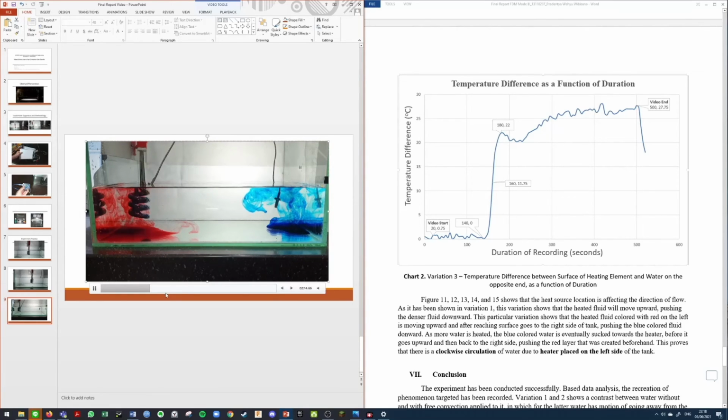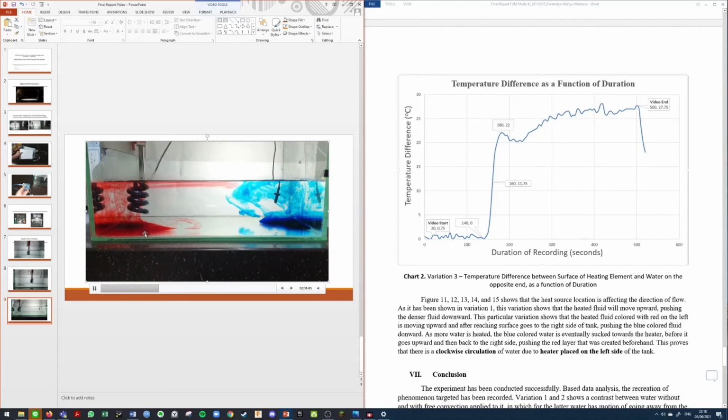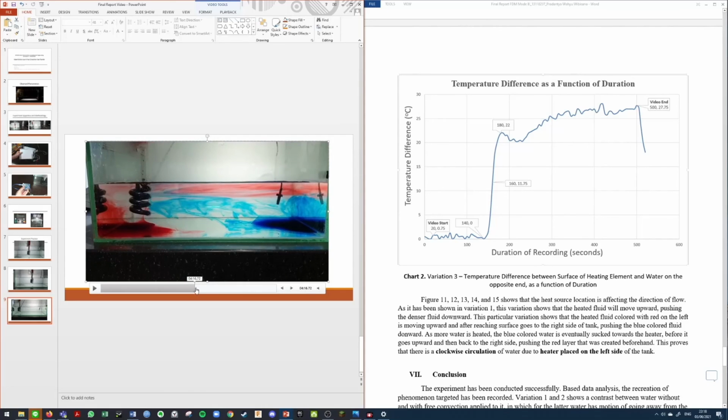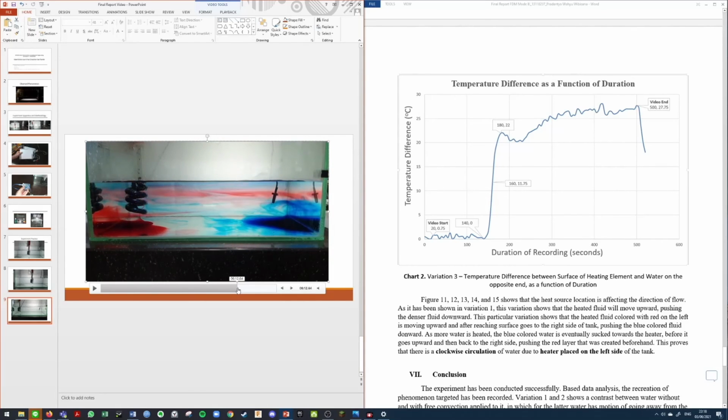And then we can see that this red food coloring is going towards the opposite end, trying to occupy the topmost layer, since it is less dense than the rest of the water here. And then slowly the denser one goes downward naturally due to gravity, and afterward it met the heating element at the end, and after that it replaced that red layer, and now it's the blue layer here at the top.